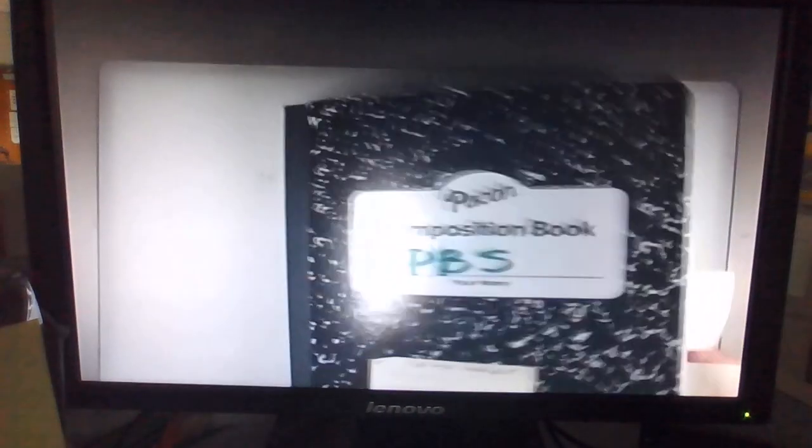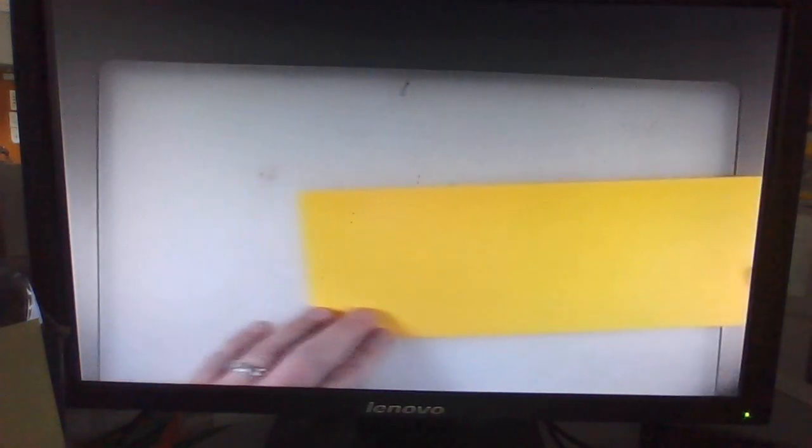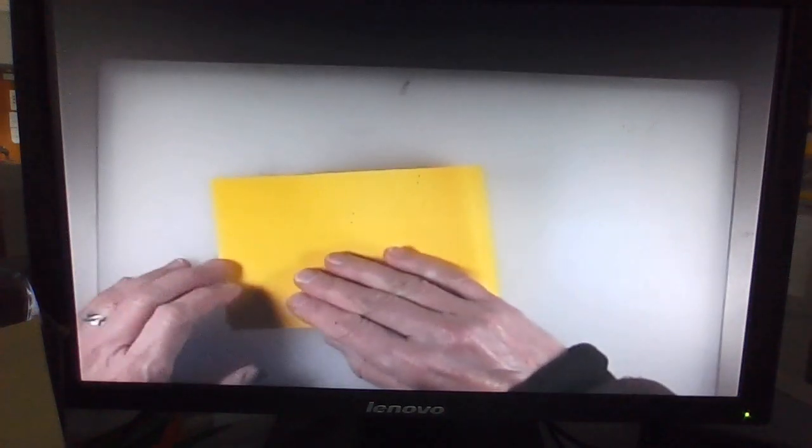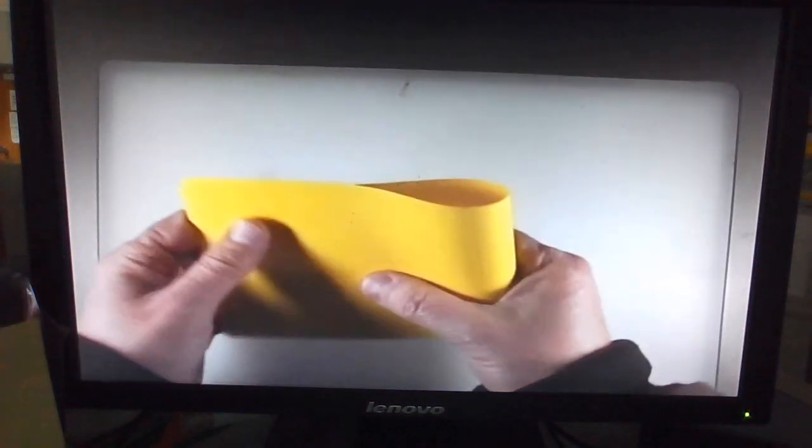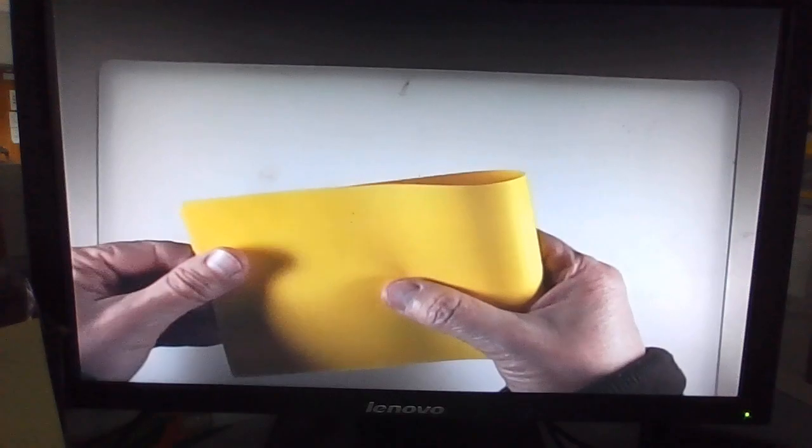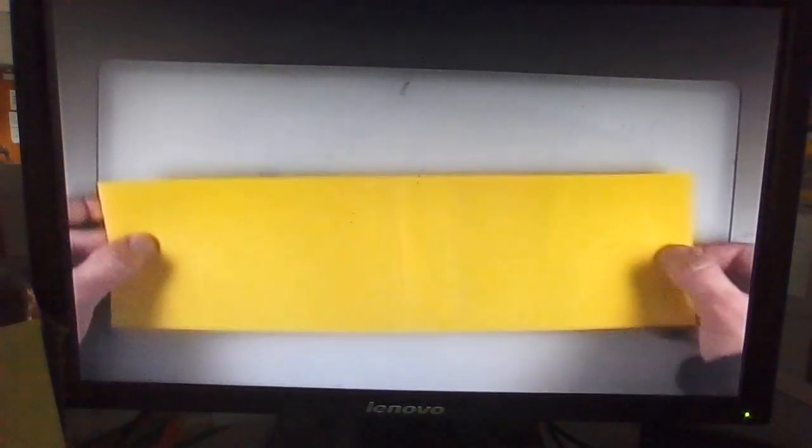So these notes are going to go into the PBS course file. First, you've got to make your foldable. So you fold the yellow piece of paper in half. Then open it back up.